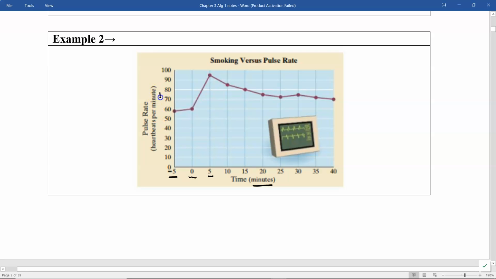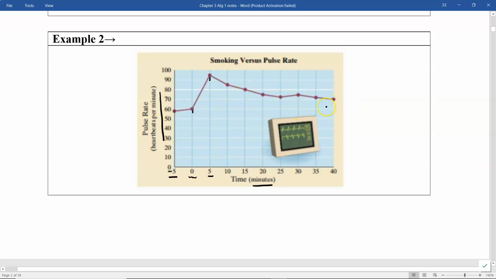The vertical axis is the pulse rate. So just right off the bat, things you can notice about this is at 0, when the cigarette is lit, to 5 minutes, this range shows a huge increase. So there's going to be a really big increase here. And then it kind of teeters off.